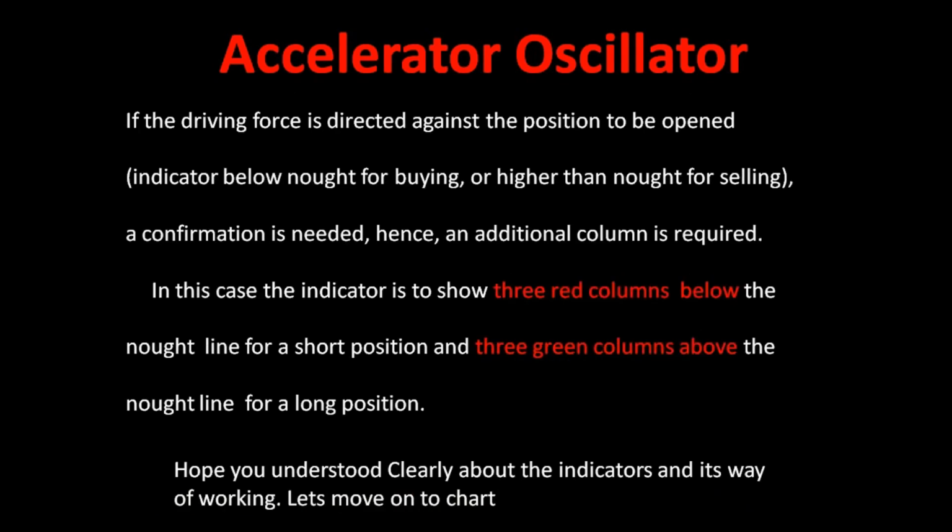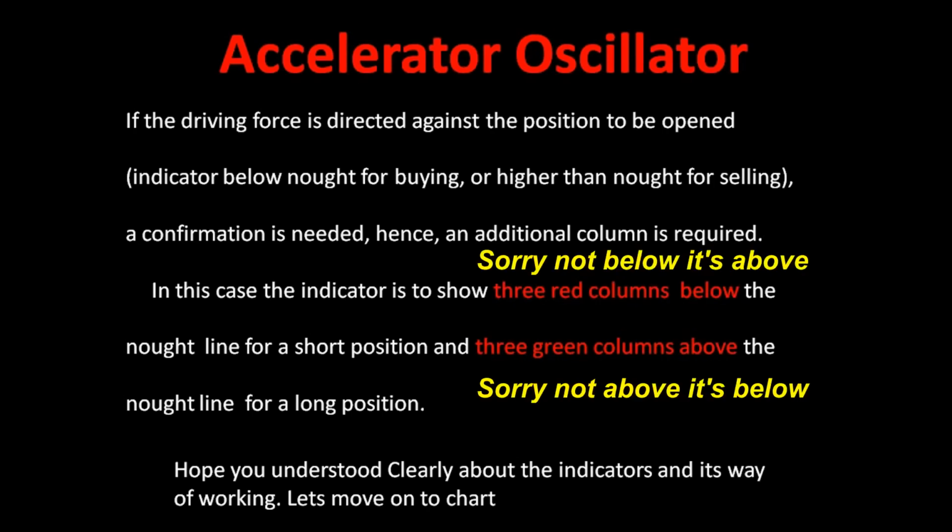If the driving force is directed against the position you open, what will happen? That means if the indicator is below the knot for buying or higher than the knot for selling, can you trade like this? Yes, you can trade like this. For that, another confirmation is needed. Hence, an additional column is required. In this case, the indicator must show 3 red columns below the knot line for a short position and 3 green columns above the knot line for a long position.